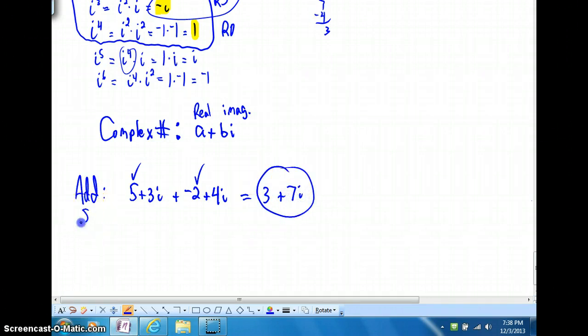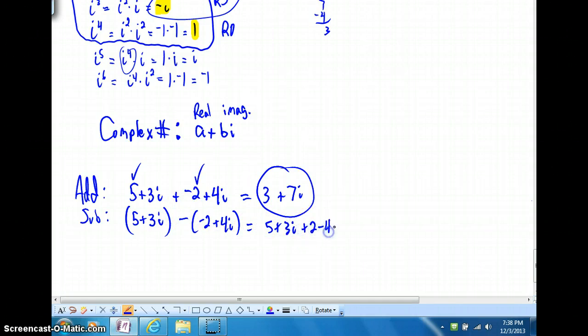We can also subtract these numbers as well. And the wonderful thing is the behavior is going to be just like we'd see for like terms. Distributing that negative, we'd have 5 plus 3i. This would become a plus 2, and then a minus 4i. You could see this would be 7 minus i.